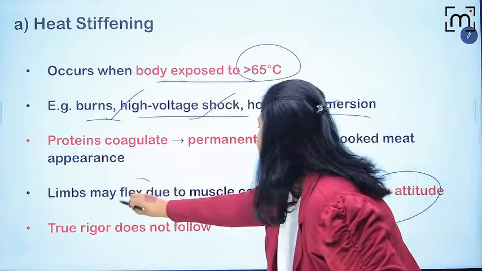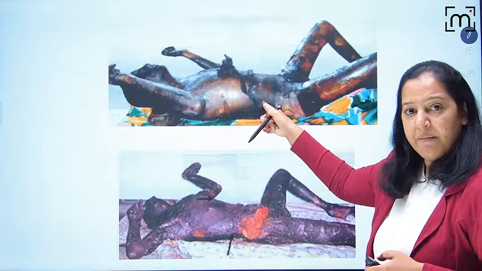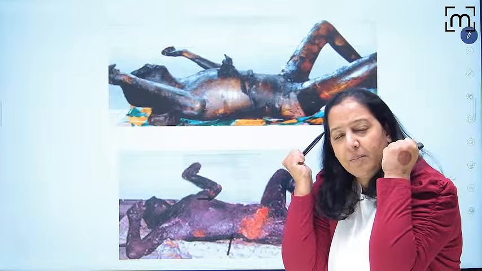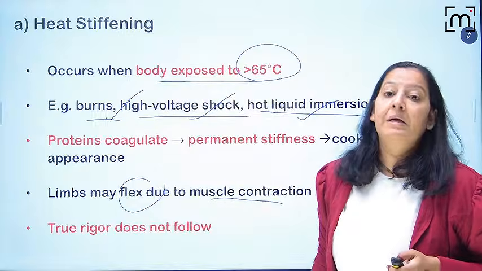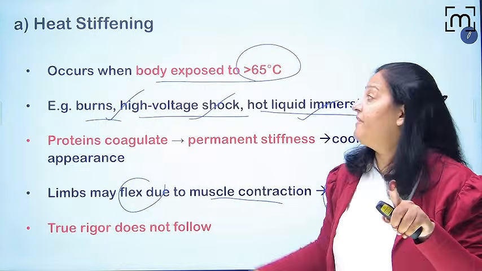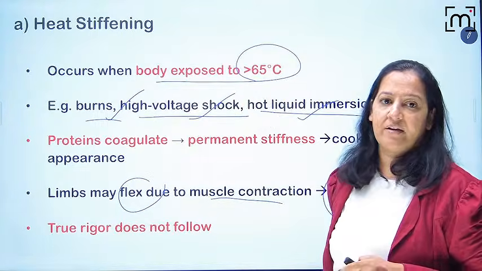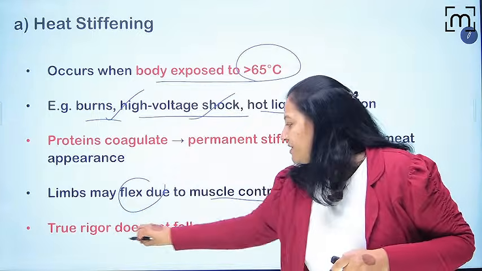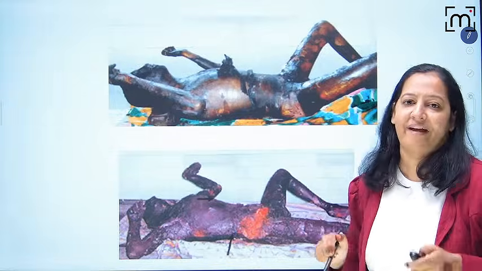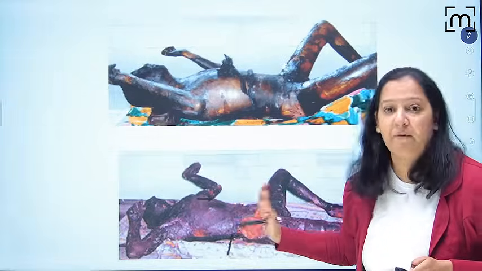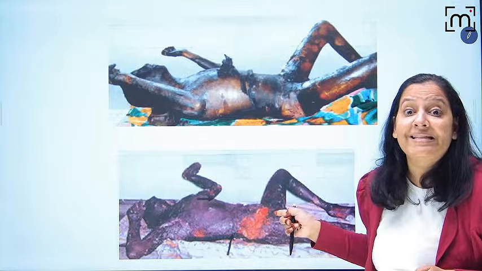The limbs flex due to muscle contraction. At the time of death, the person is contracting all the muscles and dies in that condition, so from death itself it's like this. It is not rigor mortis. It is mimicking rigor mortis, but it is heat stiffness, because death occurs when the temperature of the body is more than 65 degrees. Here rigor mortis does not follow. In such a case, don't search for rigor mortis because the muscles are already contracted from the time of death. This is known as pugilistic attitude.